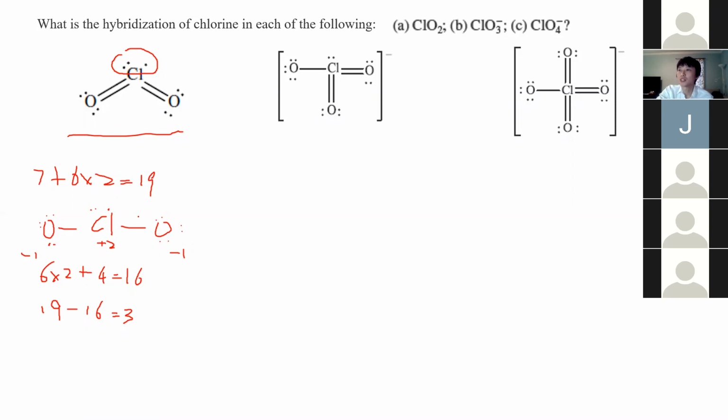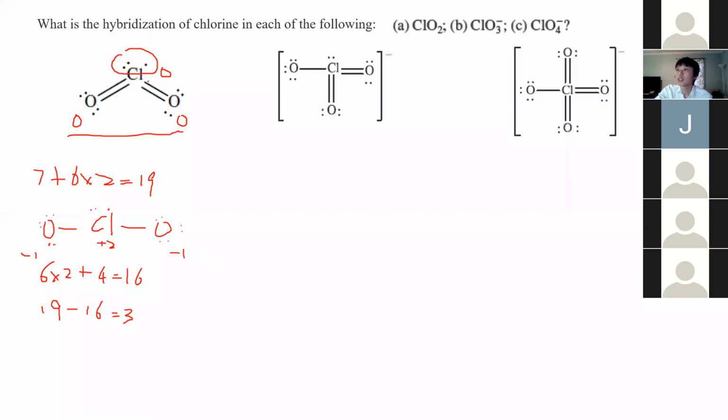That's not what we want. So let's try to make the double bond, right? If we create 2 double bonds here, the formal charge of oxygen will be 0, and so is the chlorine. So everything has a 0 formal charge. That's what we prefer, and that's why we draw the structure this way.